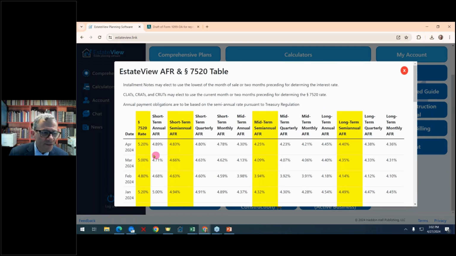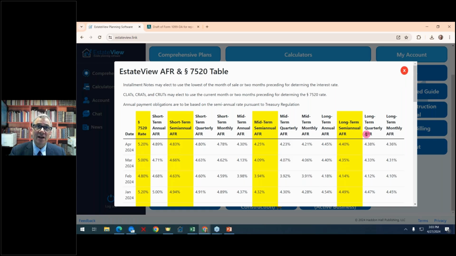Please note that the 7520 rate is approximately 120% of the midterm applicable federal rate, and that these rates come about generally by comparison to what Treasury bills are yielding at any given month.